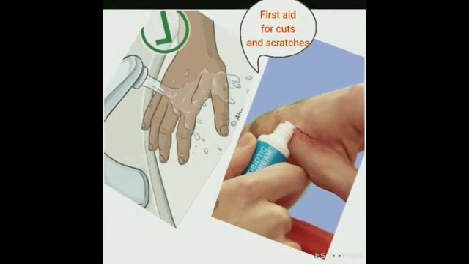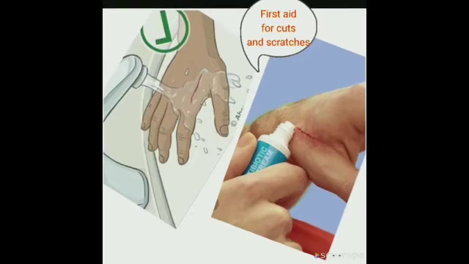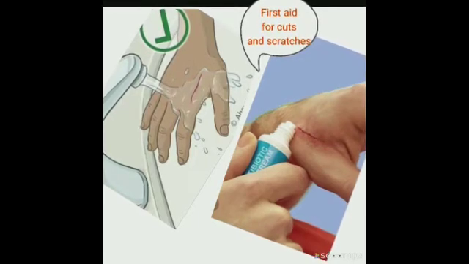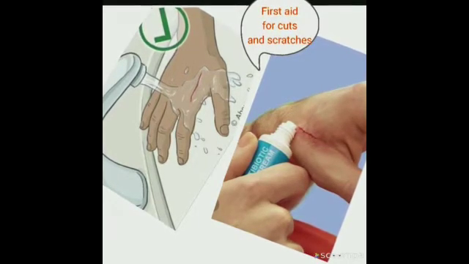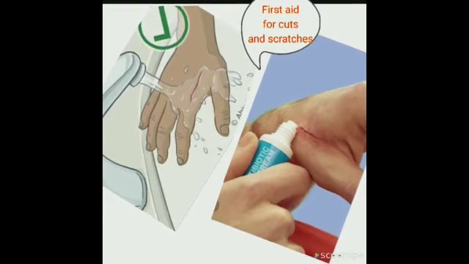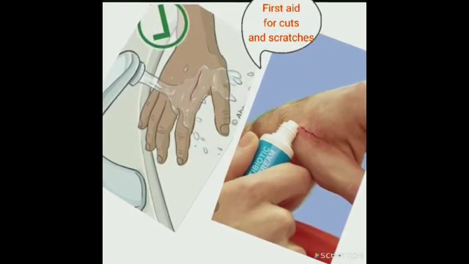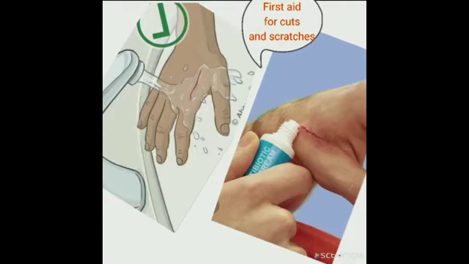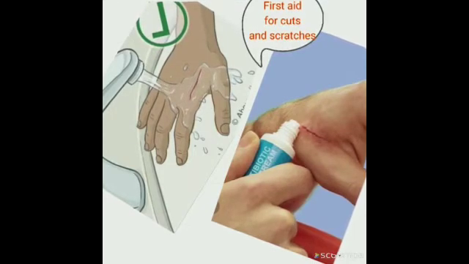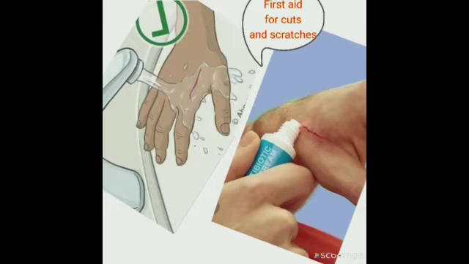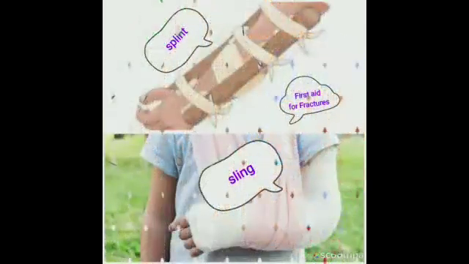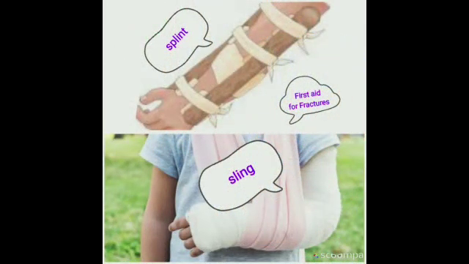First aid for cuts and scratches. How can we give first aid for a small cut? Clean the wound with running water to remove dirt, then apply antiseptic cream and cover the wound with a clean and dry gauze.